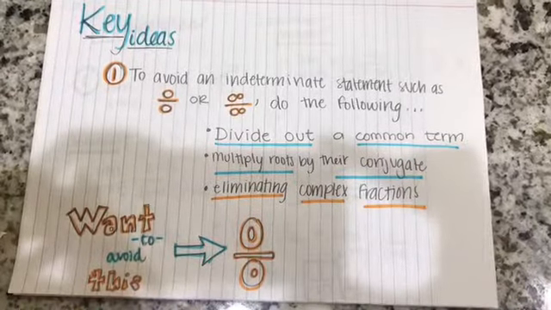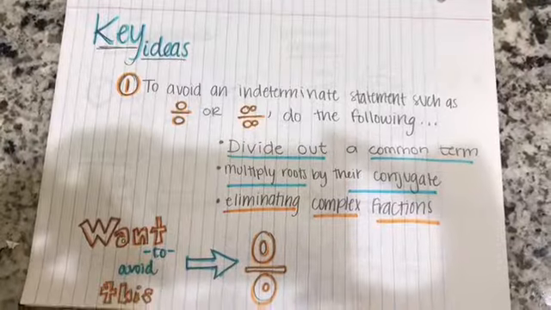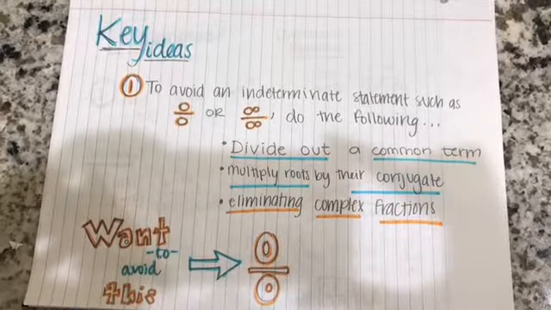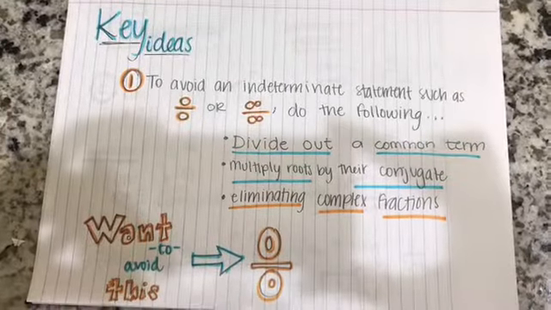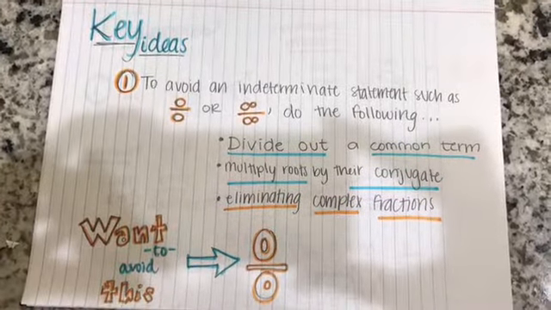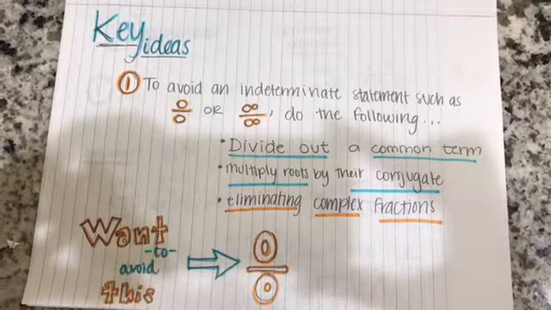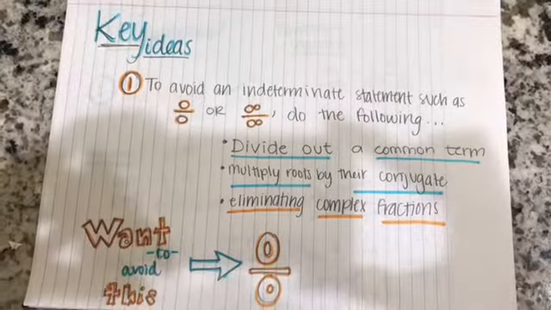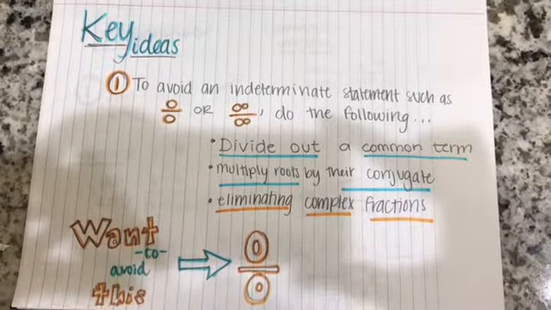Well, one way is to divide out a common term. This means, such as with polynomials, we factor them down, and if we can cancel out common terms, we do so. We can also multiply roots by their conjugates. So if I have a square root of x plus 2 in my denominator, then I'm going to multiply by the square root of x minus 2 to both top and bottom.